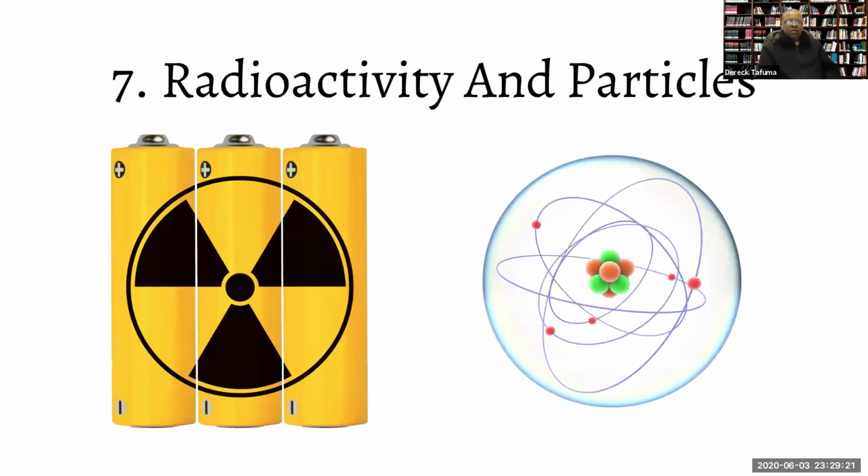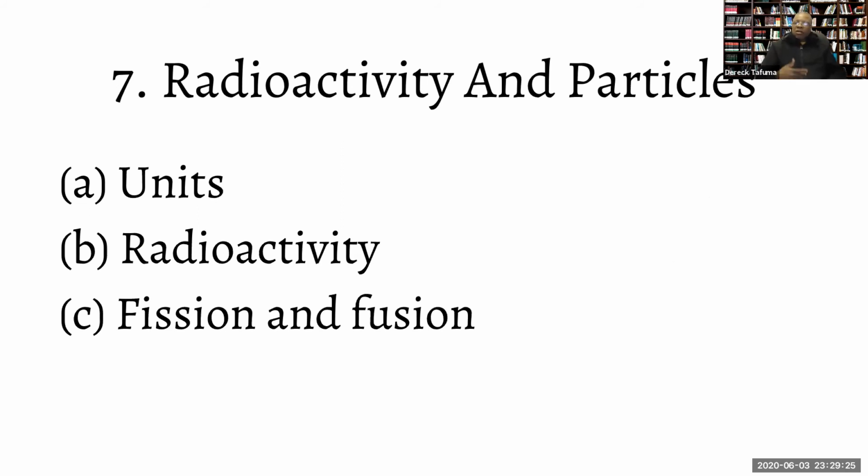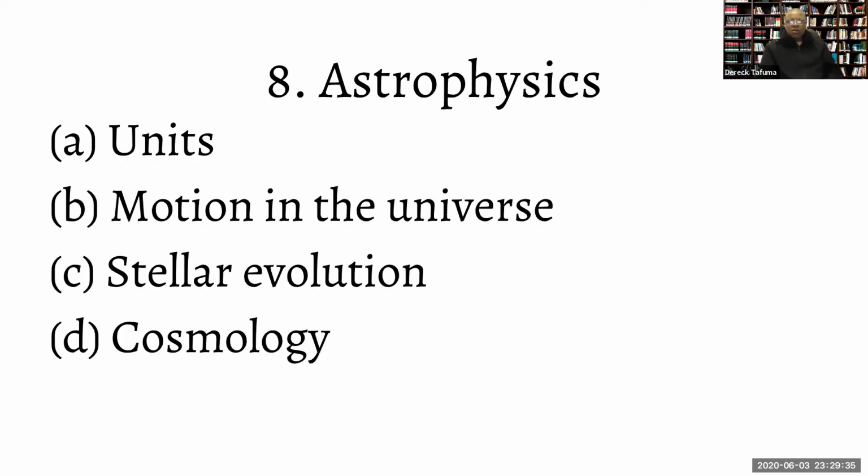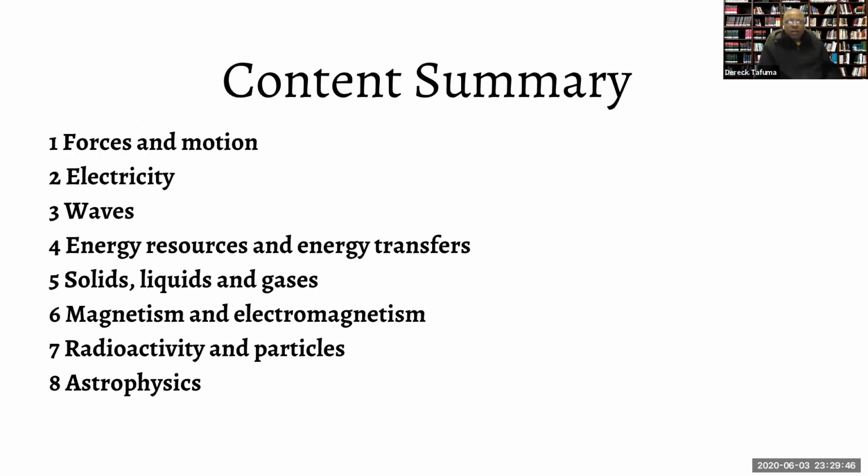Then under 7, radioactivity and particles. We look at units, then radioactivity, then fission and fusion. Number 8 is astrophysics, the physics of the stars: units, motion in the universe, what's happening in the universe, stellar evolution, and cosmology. And that'll be the end.